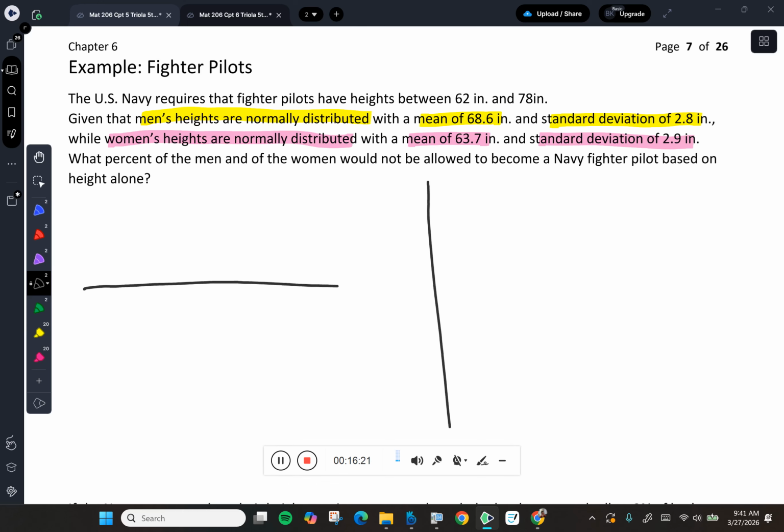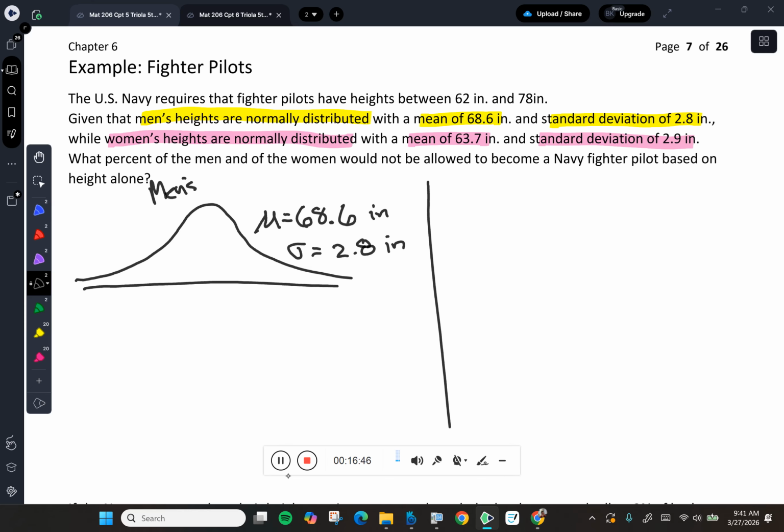So I'll split my page in two. Over here, this is going to be men's. We're told that it's normally distributed, but something changed here. This is not a standard normal distribution. This is a normal distribution where our mean and our standard deviation are now real numbers, 68.6 inches and 2.8 inches. It's not just that generic 0 and 1. So 62 for a lower limit is going to be somewhere over here, and 78 for an upper limit is going to be somewhere over here.